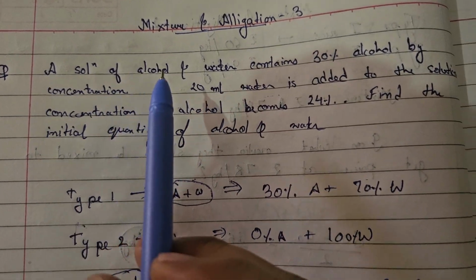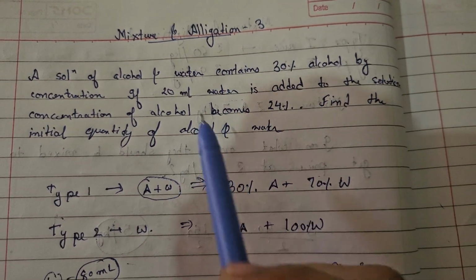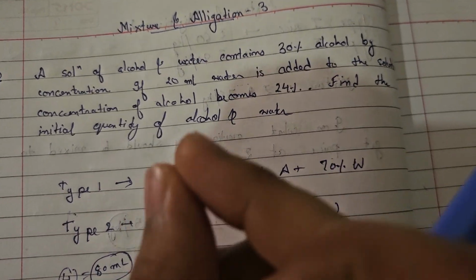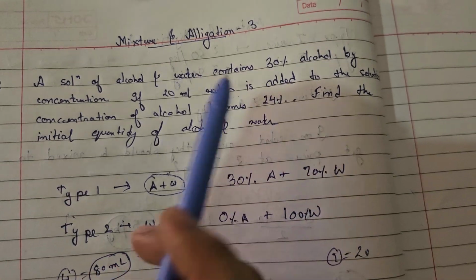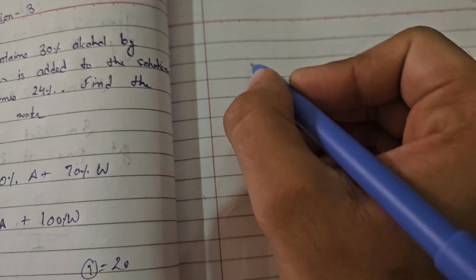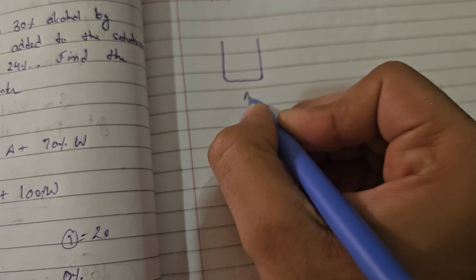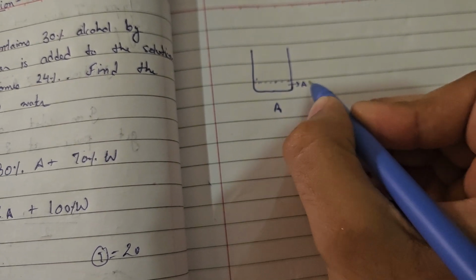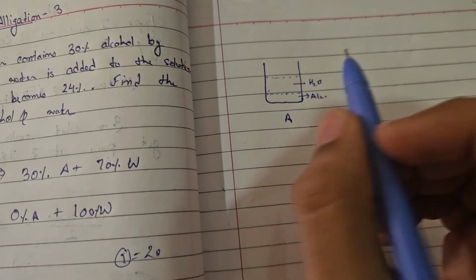So the question says a solution of alcohol and water contains 30% alcohol by concentration. Okay, so it is basically saying that we have a container which contains a solution of alcohol and water. There is alcohol mixed with water, and in that particular container, alcohol concentration is 30% and the rest is water. Okay, so this is container 1. Let's try to draw it simultaneously so it is more clear. So this is, let's say, our container 1. This one has 30% alcohol and the remaining is water.